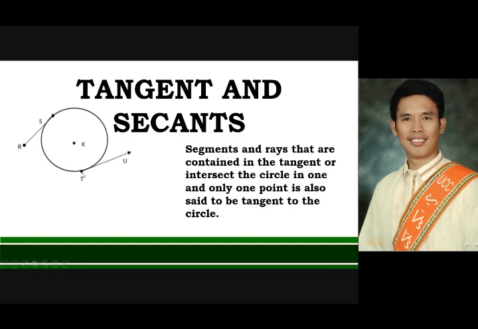Di ba ang difference lang naman ng segment sa ray, yung ray kasi you have a starting point, then the end, it will become infinite line. Kapag si segment naman, meron tayong start, meron tayong end. But still, if these two forms of line intersect the circle at exactly one point, they are what we call tangent line pa rin. Sabi rito, in this figure, segment RS and ray TU are tangent of circle K.